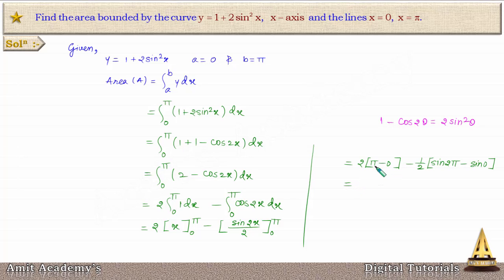So is equal to, here, pi minus 0 is pi, and pi into 2 is 2 pi. Minus, this 1 upon 2 in square bracket. Now the value of sine 2 pi is 0, minus sine 0 is also 0. So here, 0 minus 0 will be 0, and 0 into 1 by 2 will be 0. So this term will become 0. So I'll get 2 pi square units. So this is the value of A, and this is your final answer.